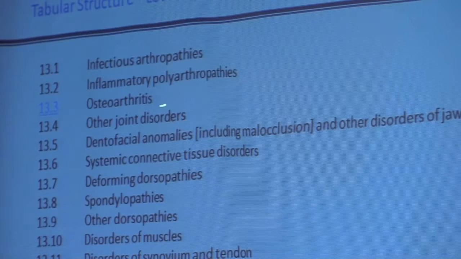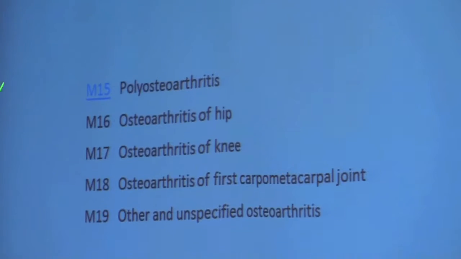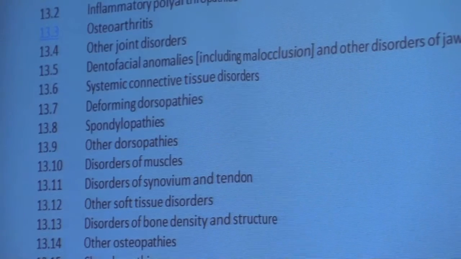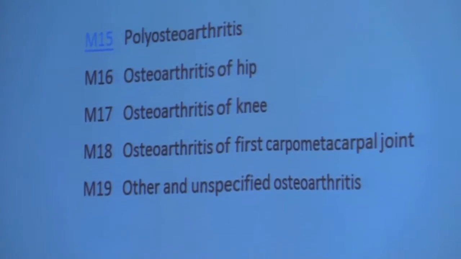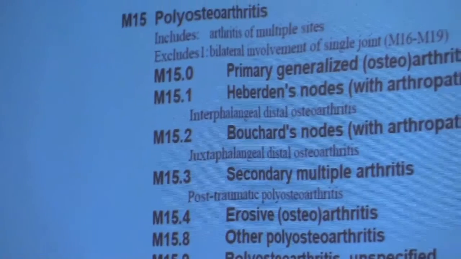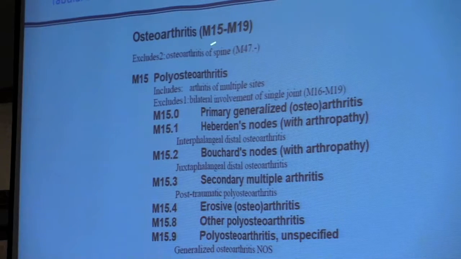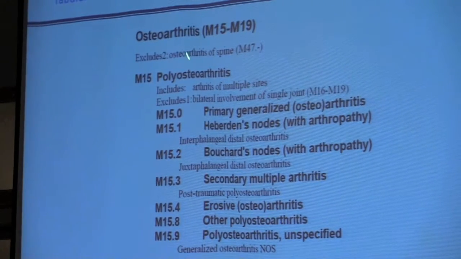Here we have osteoarthritis as a block, and if we look down, here are the 3-character level categories that are in this block called osteoarthritis. Polyosteoarthritis, osteoarthritis of the hip, etc. So I'm kind of working my way down the chain. And if I go to this section, here's the block, osteoarthritis. It includes codes that start with M15 to M19.